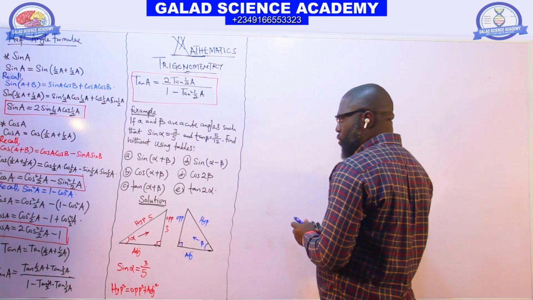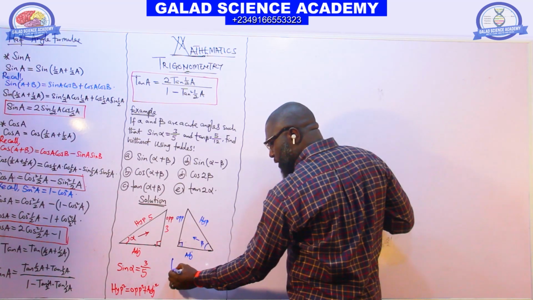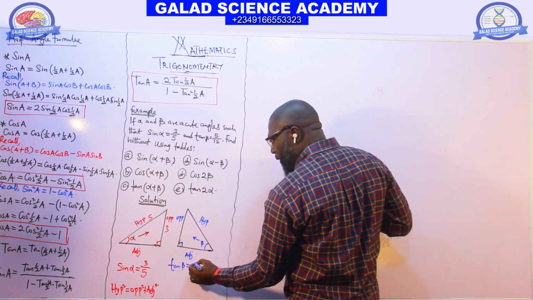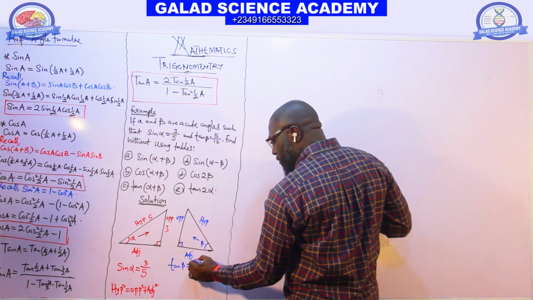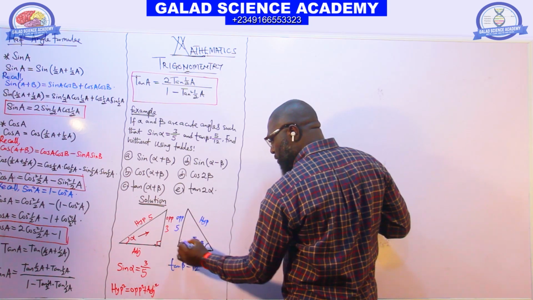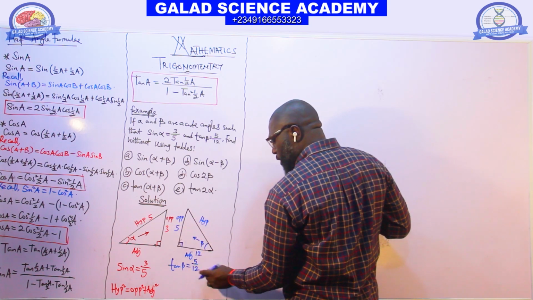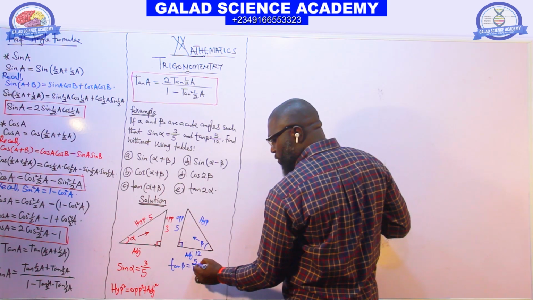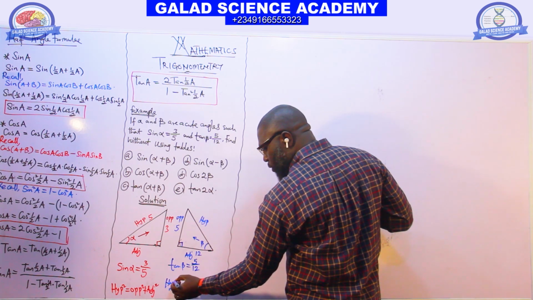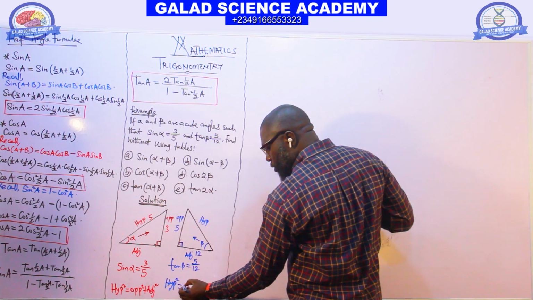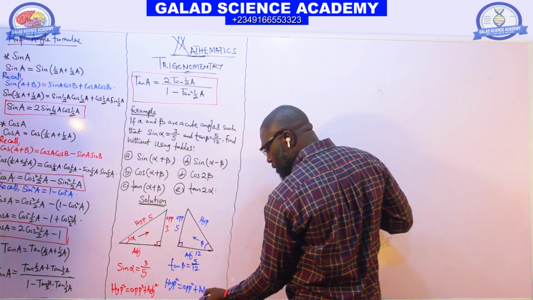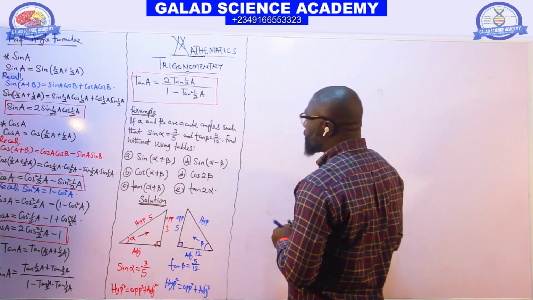And for these two, we are given tan beta equal to 5 over 12. That is, here we have 5, here we have 12. So we find the hypotenuse using Pythagoras theorem: hypotenuse square equals opposite square plus adjacent square.